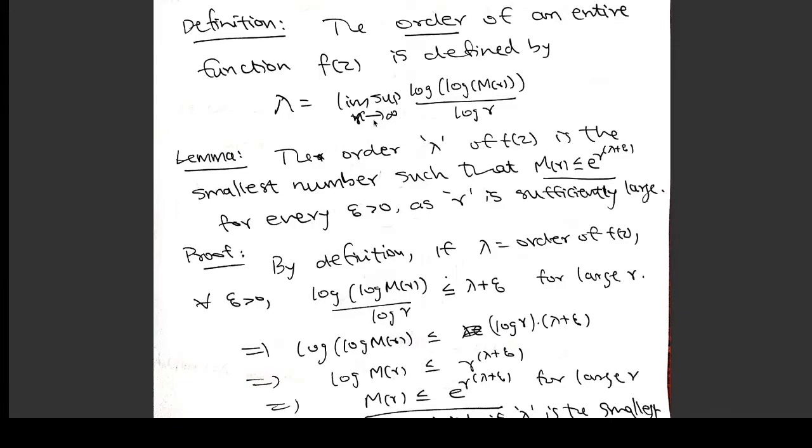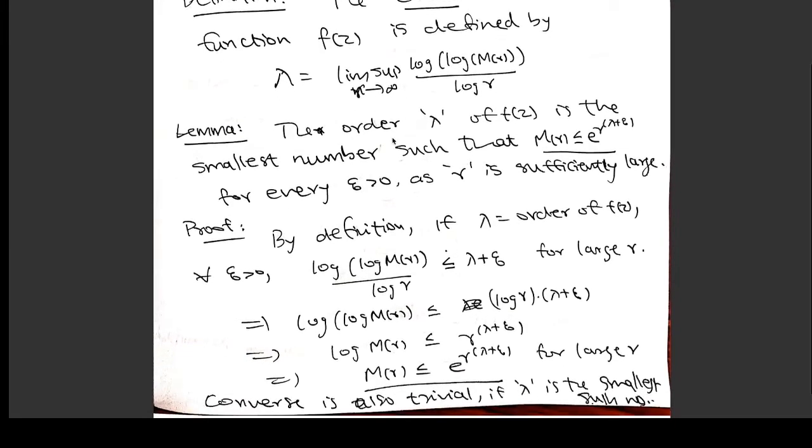In fact, to understand it in a better way, you can see that the order lambda of f(z) is the smallest number such that M(r) is less than or equal to e raised to r power lambda plus epsilon for every epsilon greater than 0, for sufficiently large r. So this is something which characterizes the order. This definition will not give you what the order is, but it will give you something which you can use.